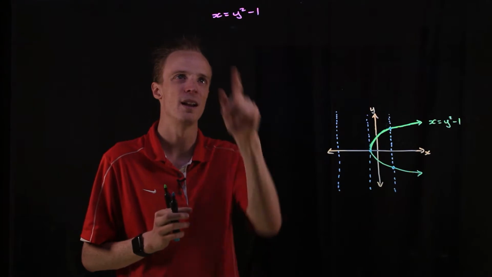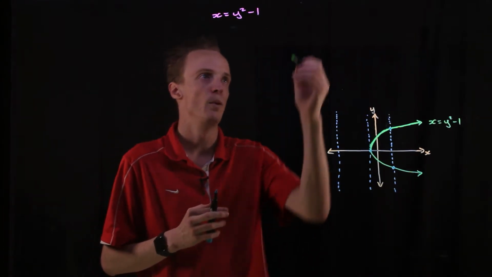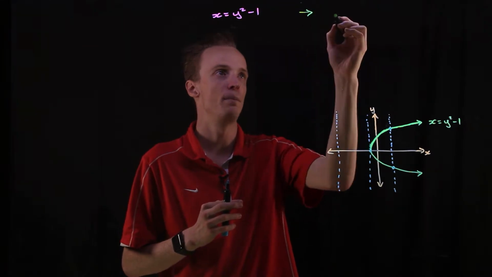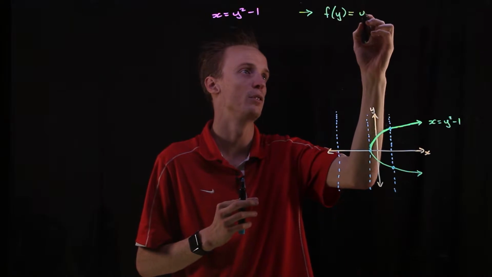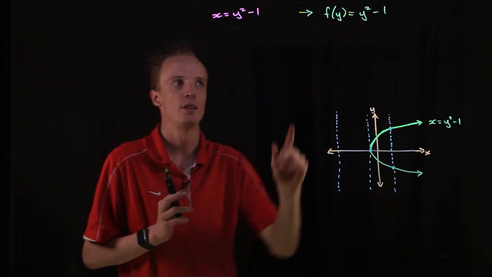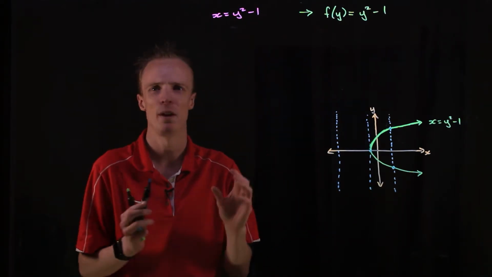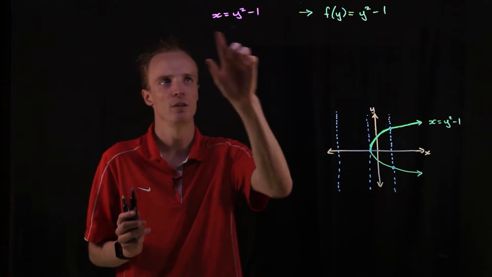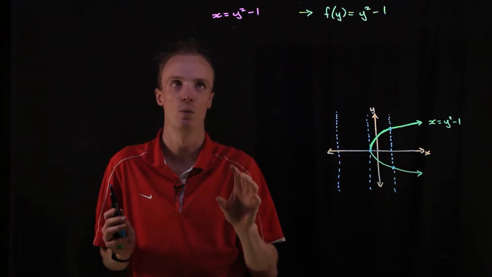Well, at the moment, as it's written, it's actually being written as a function of y, where we could rewrite this to be the function of y is equal to y squared take 1. But we're not interested in the function of y, we're actually interested in the function of x. So one way we can tackle this is to look at this equation that we've got here and see whether we can solve this for y.